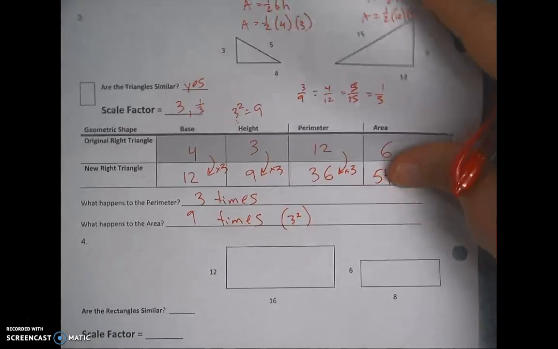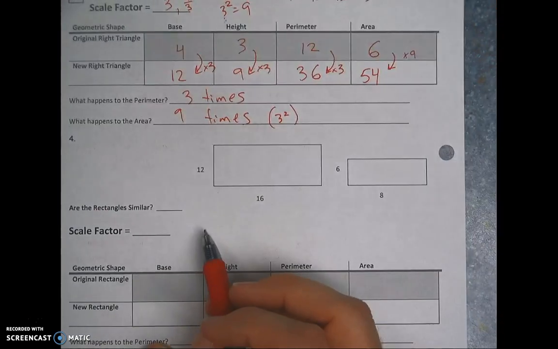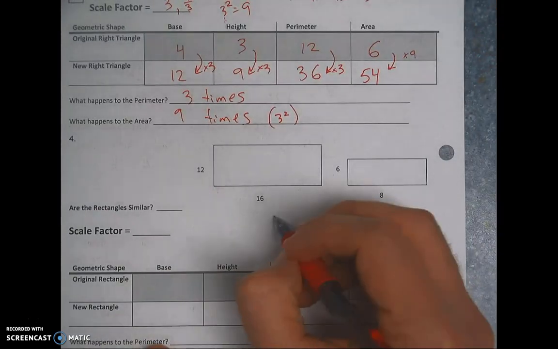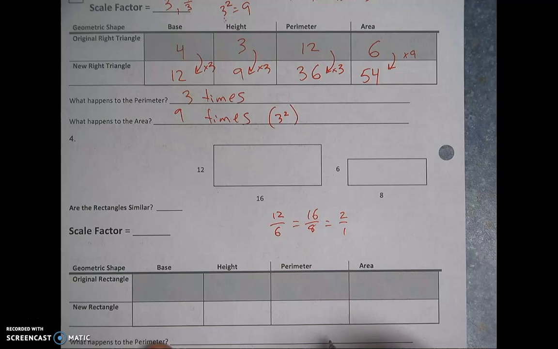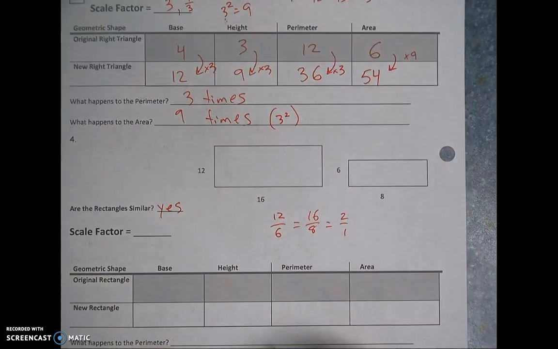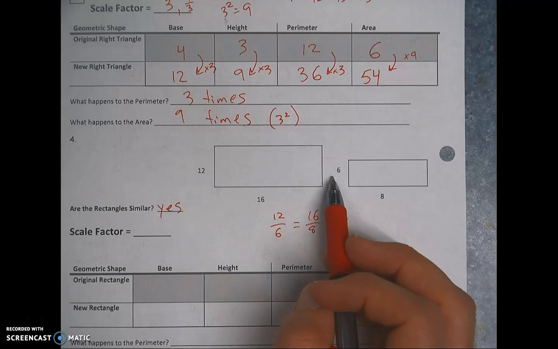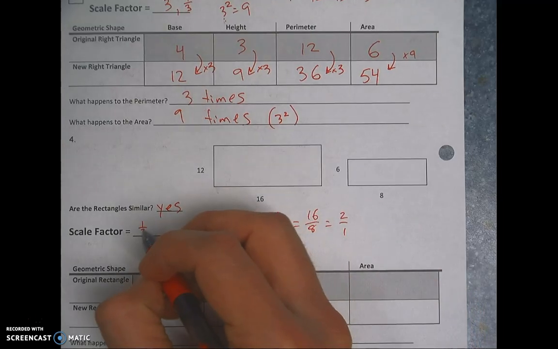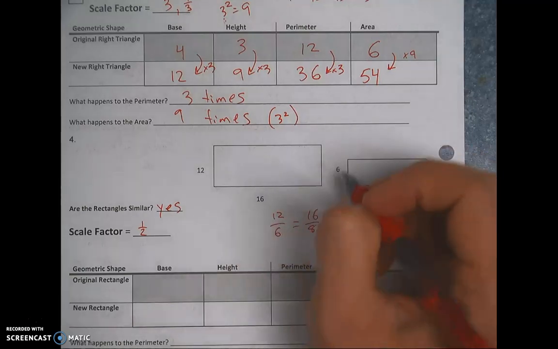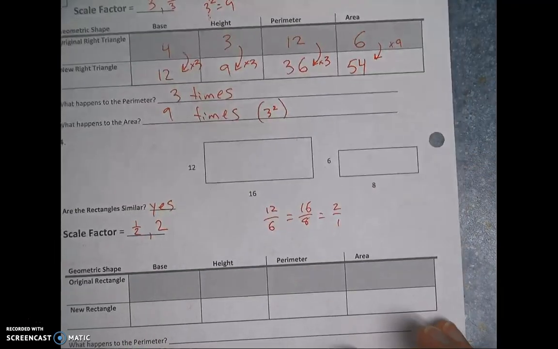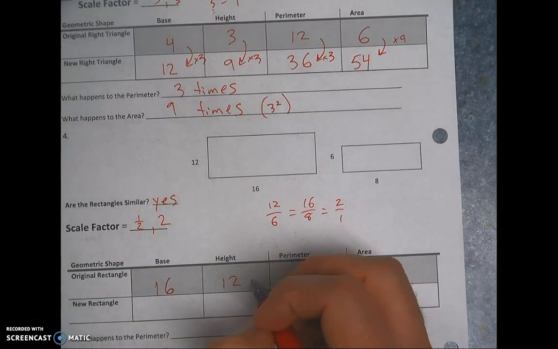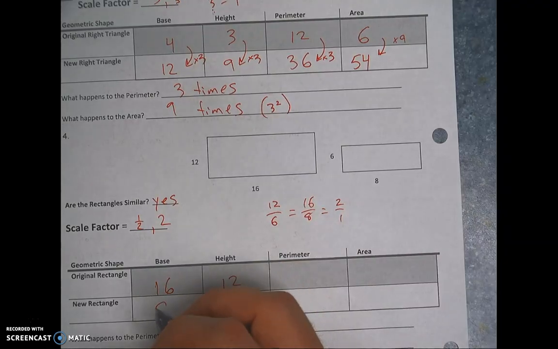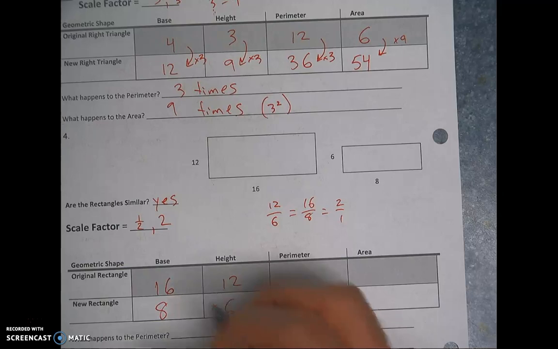Okay, and the last one now, we're going to be looking at a reduction here. So are they similar? 12 to 6, 16 to 8? Yes, that all comes out to 2/1. So they are similar. The scale factor from left to right is 1/2. 12's becoming 6, 16's becoming 8. If I was going the other direction, it's 2. So running through this, original rectangle's base is 16 and the height is 12. The new one, the base is 8 and the height is 6. So we are multiplying by 1/2.